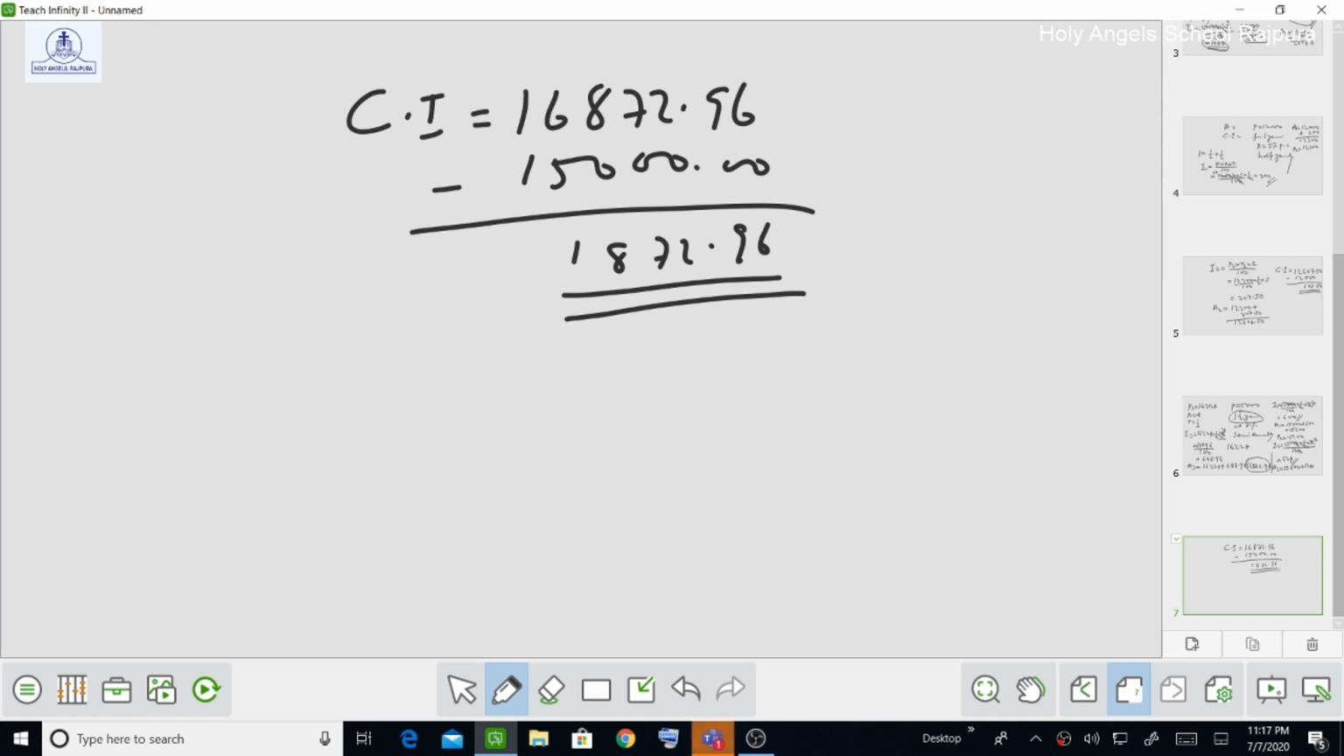Then one more type is there. We have rates of interest that are not the same, different rates are there. For the first year a different rate, and the second year also a different rate. So, how do we calculate such questions? Let us take one question in which the rate of interest is different for different years.